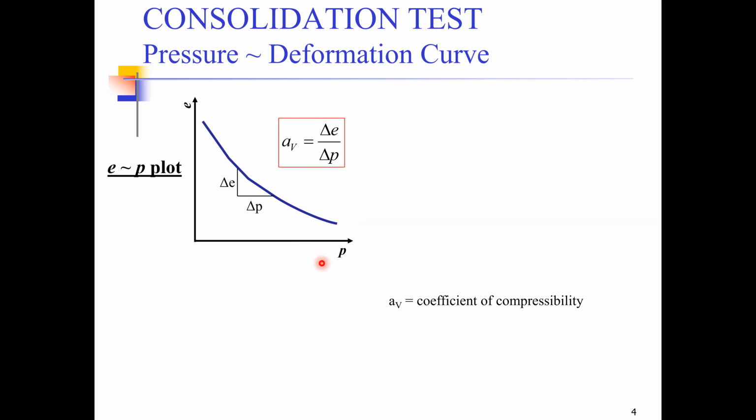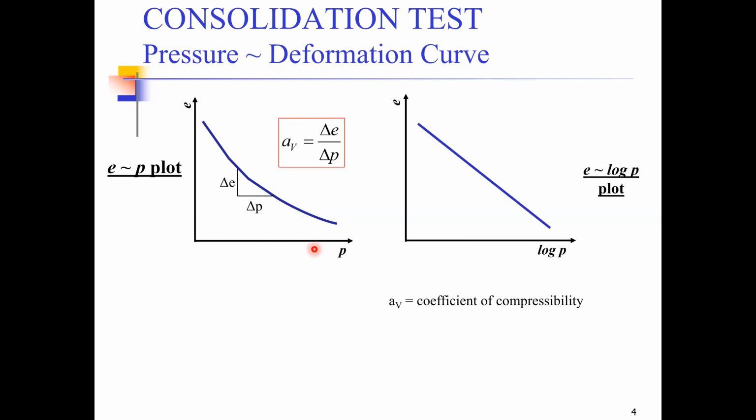So what we can do is, instead of plotting E versus P, we can plot a graph between E versus log of P. Now, if I plot a graph with the void ratio E on the y-axis and log of pressure on the x-axis, we get a straight line. And if we take the slope of this straight line, it will always be constant irrespective of the applied pressure. Now this is a huge benefit of this graph.